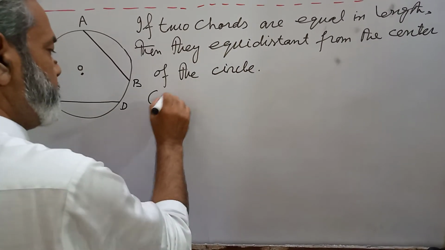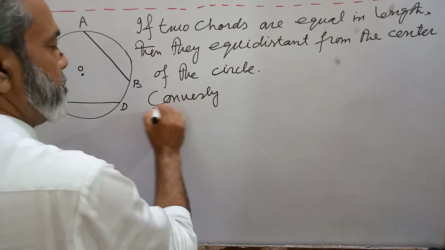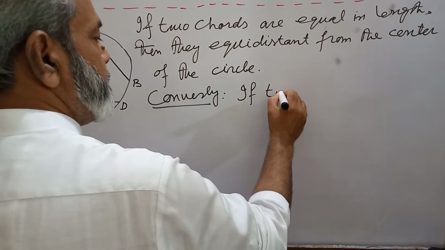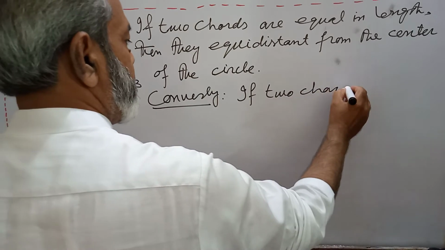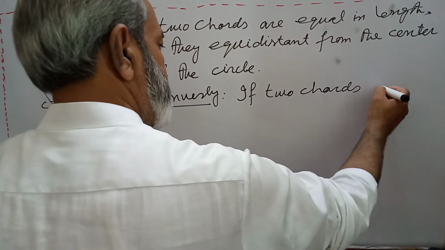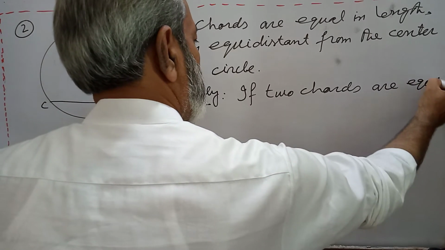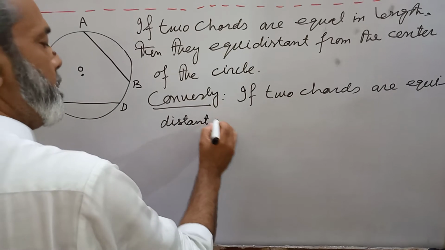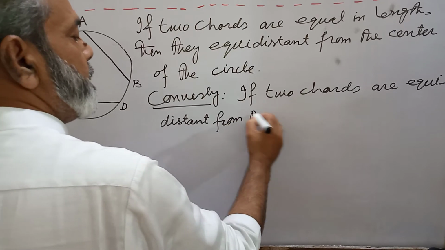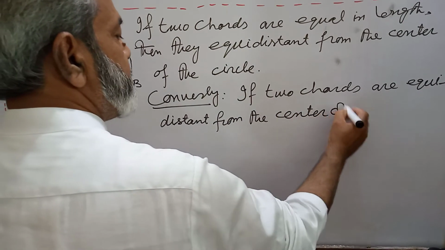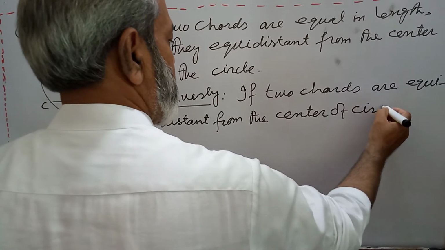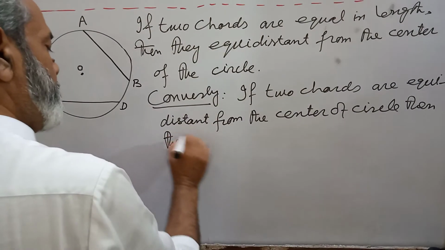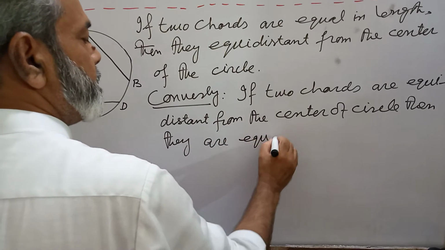Conversely, if two chords are equidistant from the center of the circle, then they are equal in length.